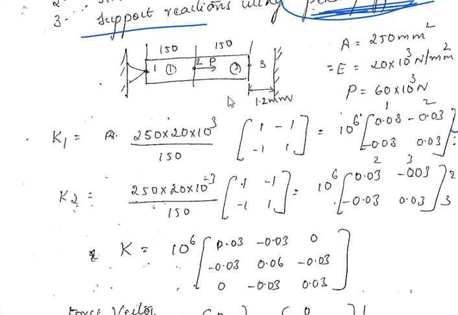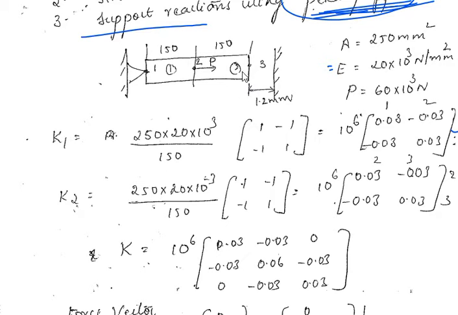So this is the given diagram in the question, and the values are given on the right side. This is a two-element problem, and the load is applied at the middle of the bar. The total length is 300, so it is divided into 150 each. The load applied here is 16 times 10 to the power of 3 Newton. The area for elements 1 and 2 is the same because it is uniform, and Young's modulus is also the same because both are made of the same material.